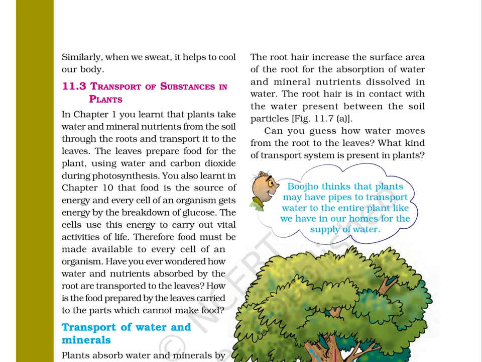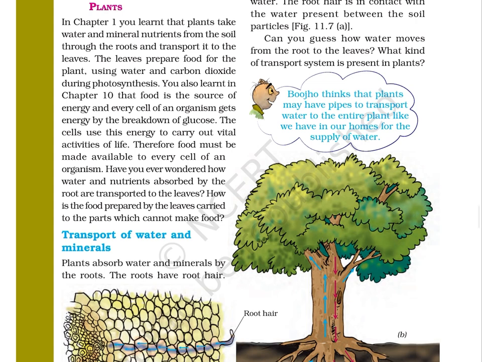You can observe this in figure 11.7a. Can you guess how water moves from the root to the leaves? What kind of transport system is present in plants? There's a thought bubble given here. A picture of Bojo is next to it. Bojo thinks that plants may have pipes to transport water in the entire plant like we have in our homes for the supply of water.